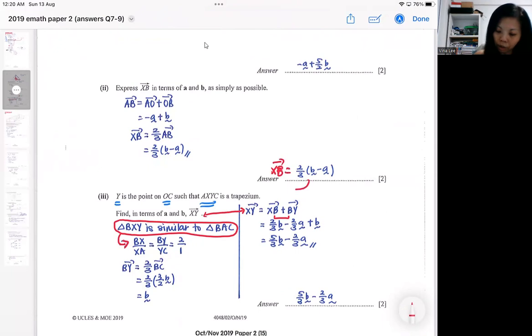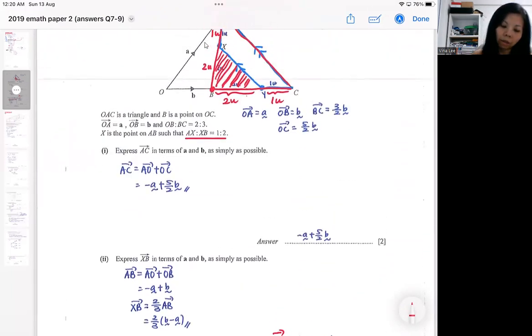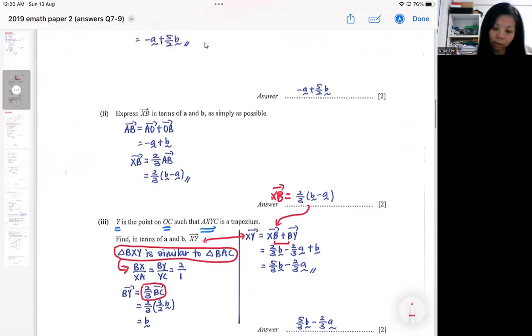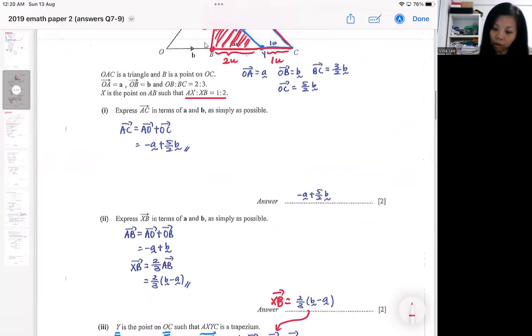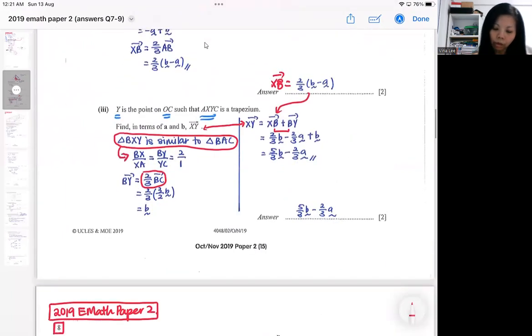So I'm going to create my BY because I already got my XB. So do you realize that you already got your XB from the previous question? So I just need to focus on finding my BY. And BY is actually 2/3 of BC. So where is my BC? I already got my BC previously. So I can find my BY. So I fill in the blank to find my XY in this question.